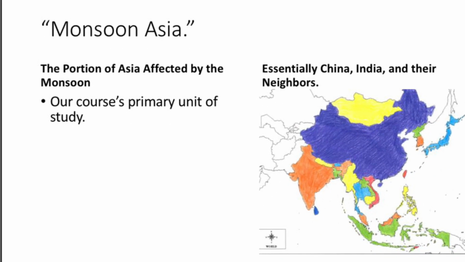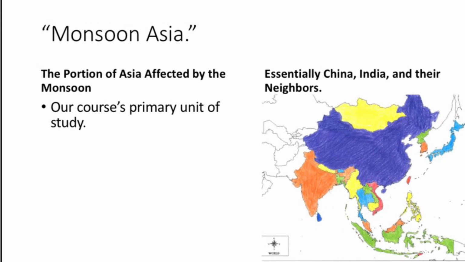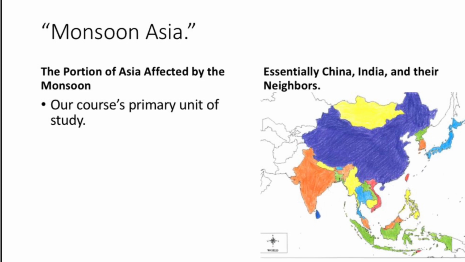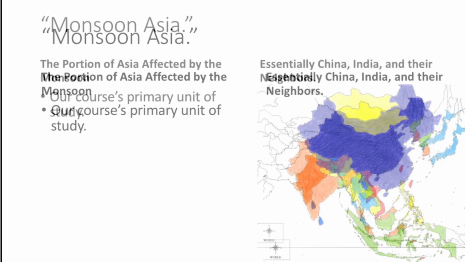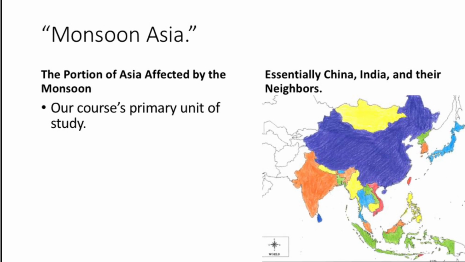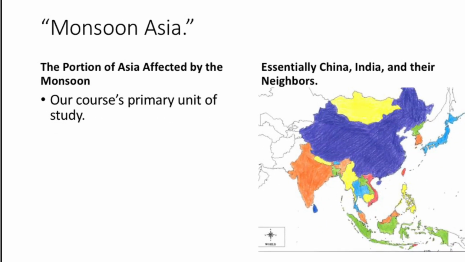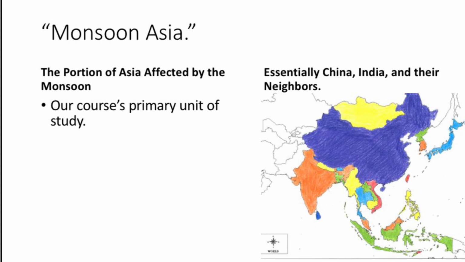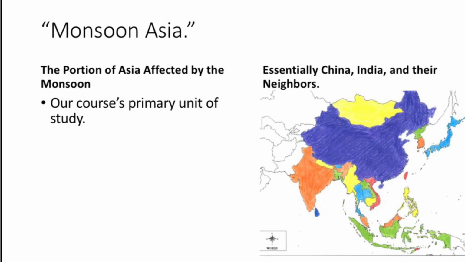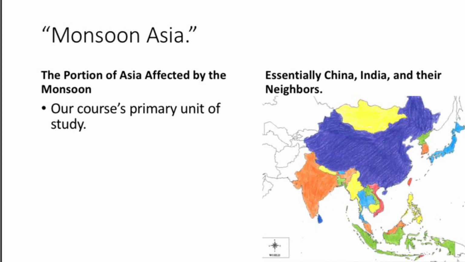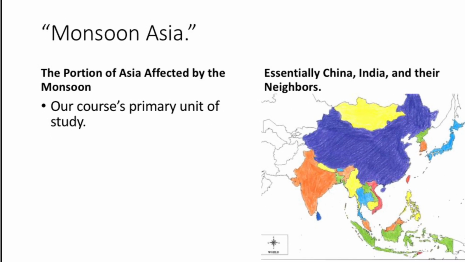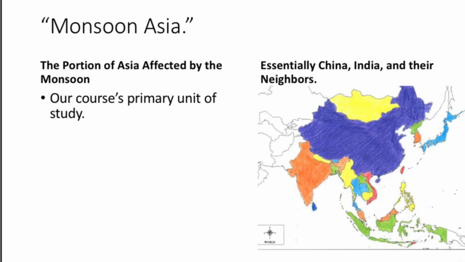And this is the part of Asia that has been most fundamentally affected by the monsoon. To define the monsoon: it is a weather system. It's the largest weather system in the world. And it's a series of storms that hit the Indian subcontinent and then Southeastern Asia and move northeast, that supply the Asian continent with massive amounts of rain.